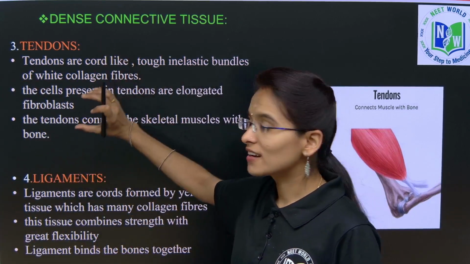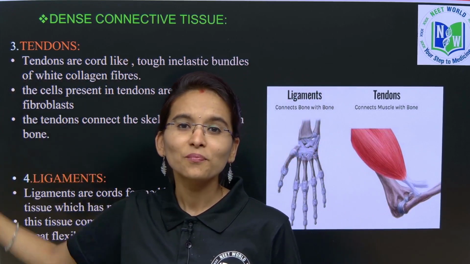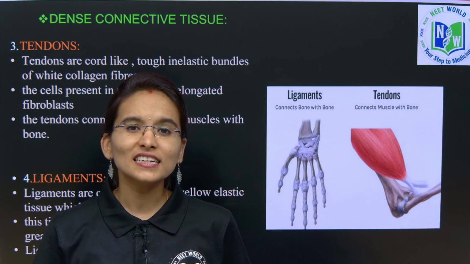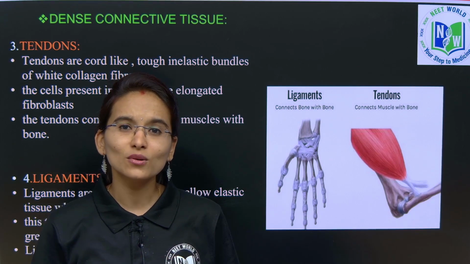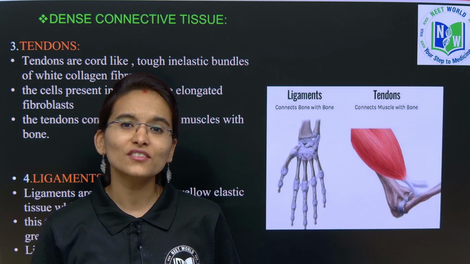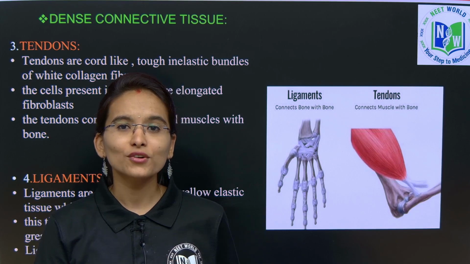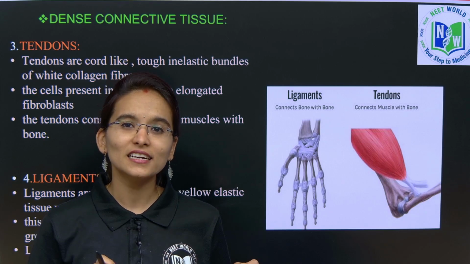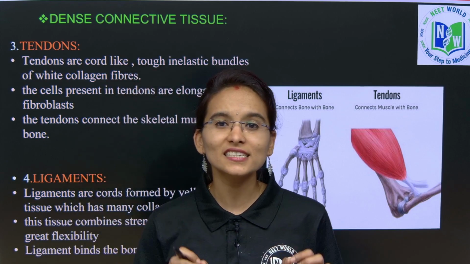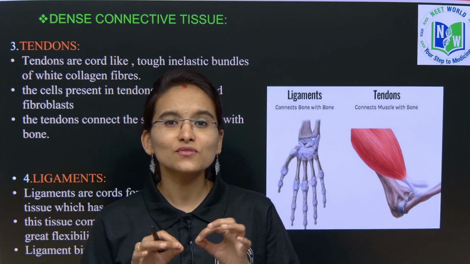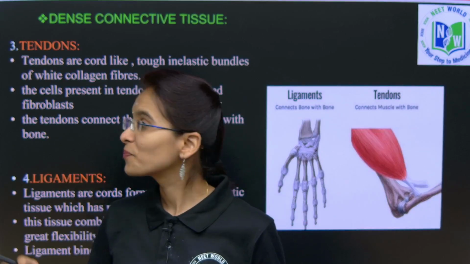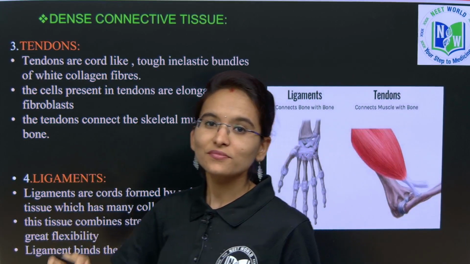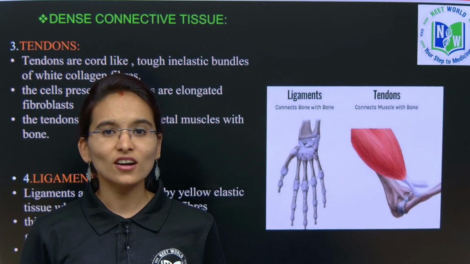Before learning about the dense connective tissue, if you see the matrix present in the areolar tissue, it is sticky and very loosely composed, and all the different types of cells like macrophages, mast cells and fibroblasts are freely embedded in the matrix. But the matrix in dense connective tissue is somewhat semi-solid in nature.